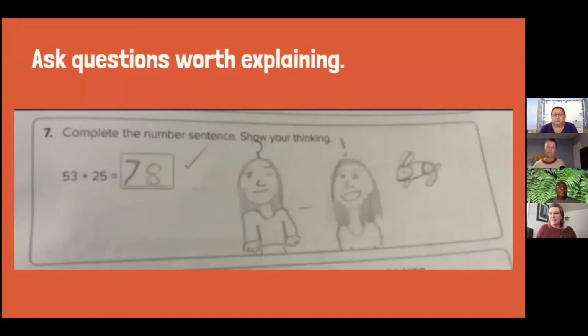Number two, ask them questions that are worth explaining. For example, this question is not worth showing my thinking. So just take a look at it for a second. Here's a little girl. She's thinking, and then she's got it. But if you look at that math problem, there's nothing to even show. There's not even a carry, there's nothing to do. So because of that, she showed herself, I don't know the answer, now I do, and then also a bunny for you. I don't know why, flying bunny. But that question's not worth explaining or showing anything because it's just a number sentence.